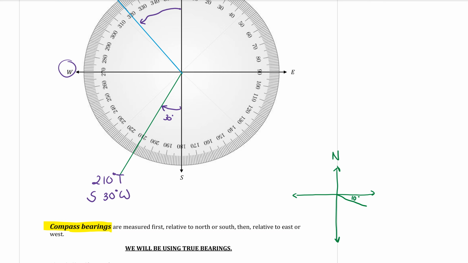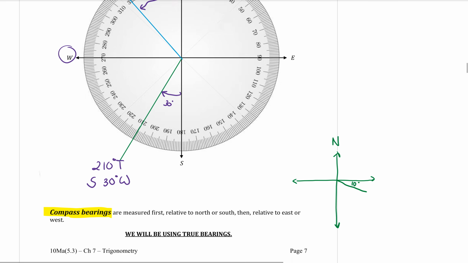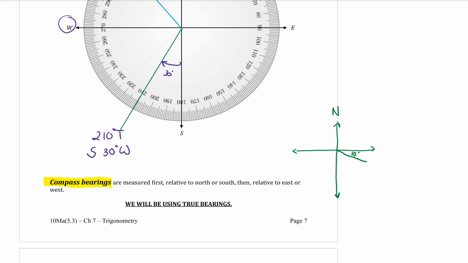The thing is, you're not always going to have that protractor behind to help you with these questions. Most of the time, your questions are going to look like this little one I've drawn over here in green. You're just going to have your compass with your north, south, east, west on it, and you're going to have one little line coming out of it somewhere with an angle on it, like I've got one there at 10 degrees.